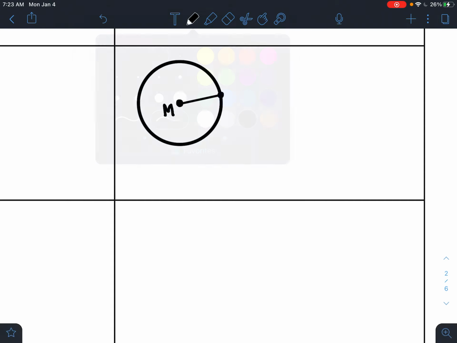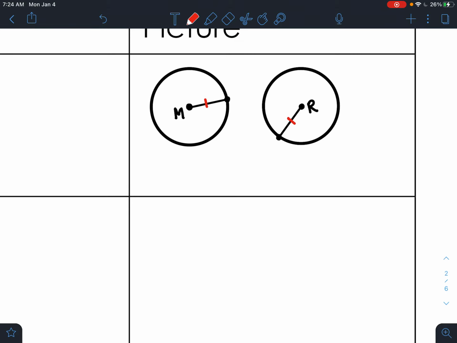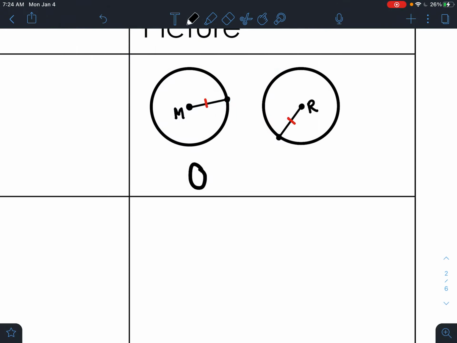Now, I'm also going to draw another circle that appears to be the same size. I'm going to draw in my center and then draw in my radius. I'm going to have it going this way now. And let's call this circle R. And for these two circles to be congruent, we would need to know that these two radii are congruent. And so if we know that the radii are congruent, then we're going to know that the circles are congruent. So if I wanted to write a congruency statement, I would say that circle M is congruent to circle R.